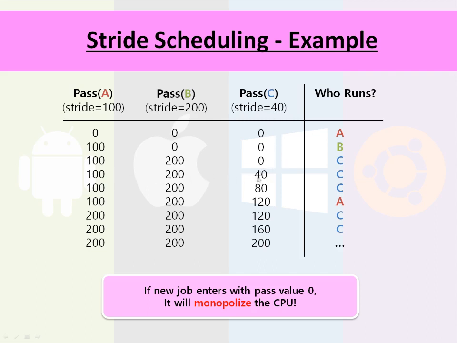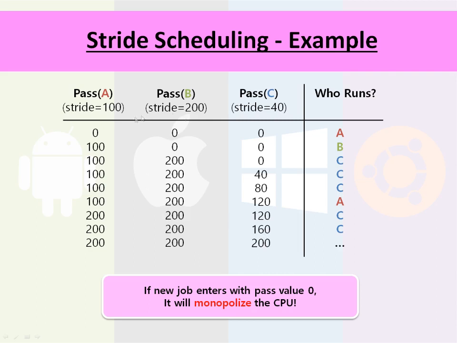So now we have 100, 200, 40. Once again, we pick 40, and we add 40 to 40, so we get 80. And that's why it's C. And now we have 100, 200, 80. Once again, 80 is the lowest, so we're going to run C, and 80 plus 40 is 120. So now it's 100, 200, 120. So you can see how we just go along updating the pass values with the stride values if it runs, and we just pick the minimum, and that's the one we choose.